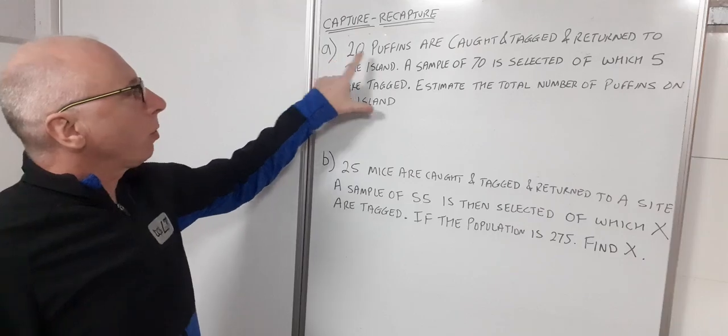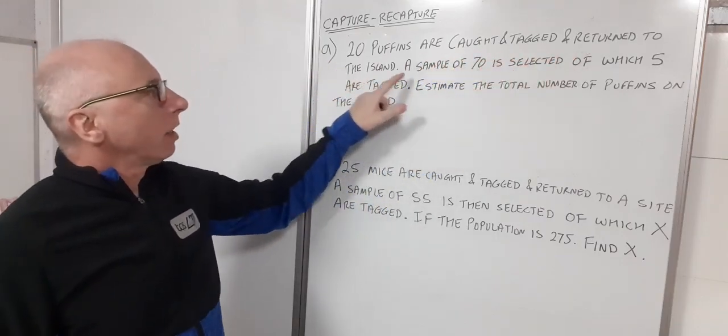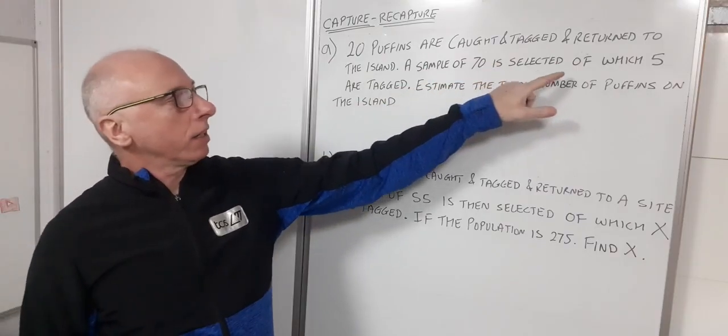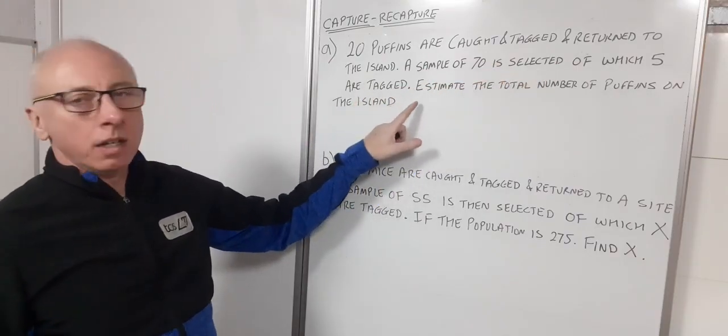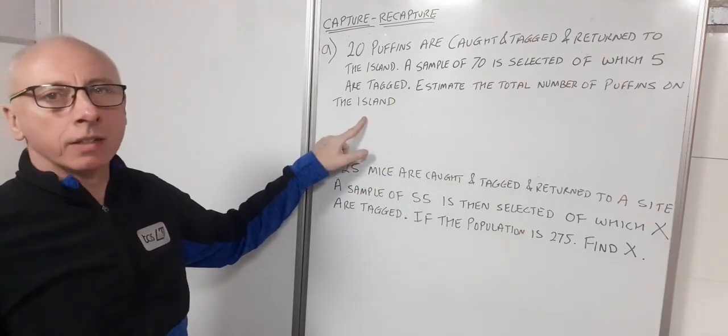So the first one is 20 puffins are caught and tagged and returned to an island. A sample of 70 is selected, of which 5 are tagged. Now from that, we want to estimate the total number of puffins on the island.